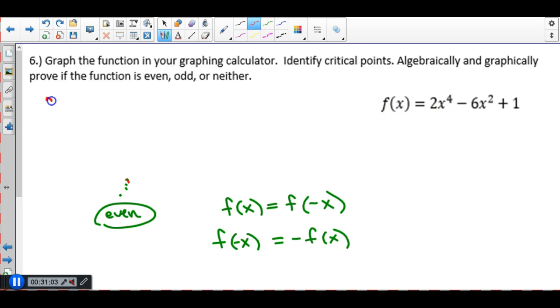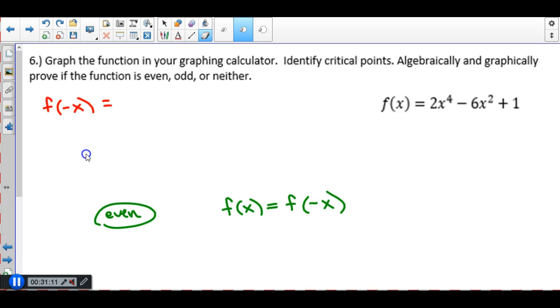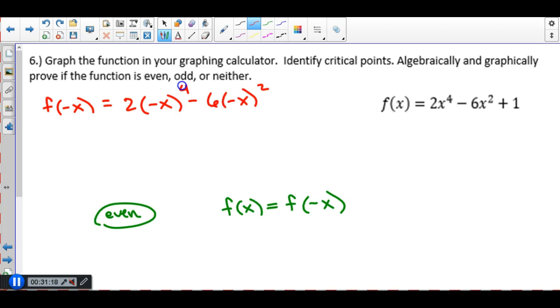Here's my function f of x. What I'm going to do is prove that that is equal to f of negative x. And again, that would just imply that the function was even. So I'm going to replace my x's with negative x's and simplify. So it's the idea that in this case, in all cases, any negative value raised to an even power is going to come out even. So I'm still going to end up with 2x to the fourth. This negative x times another negative x would still give me x squared, so minus 6x squared, and then my plus 1 would come down.